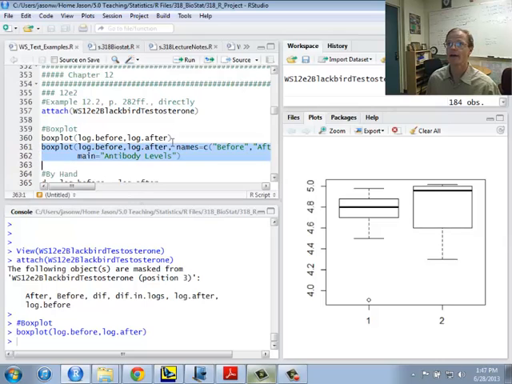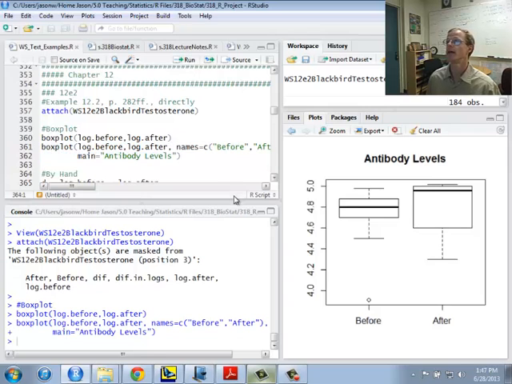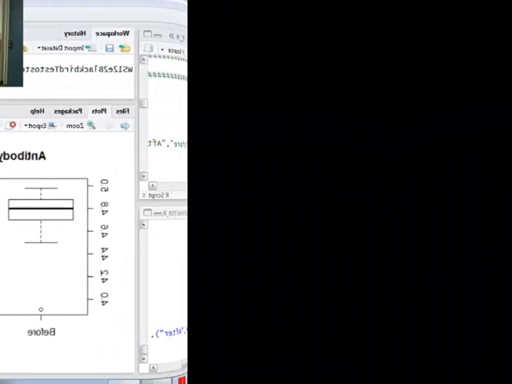I like to add, let's get some names here on the x-axis and attach a title. Now we've got the antibody levels before and after. Clearly after, the antibody levels are higher, they were predicting lower. But are they statistically significantly higher? We'll need to check that in the test.